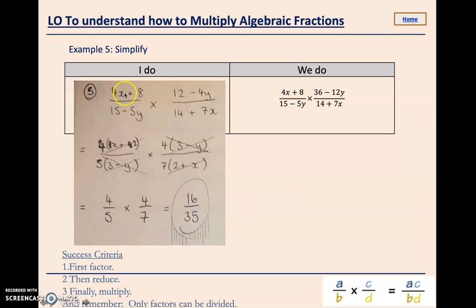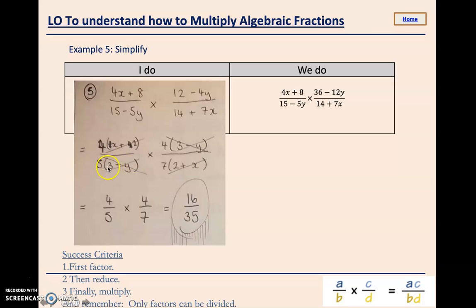So we factorize first. On the top I can see that I can take out 4. Here I can see that I can take out 5. Here I can take out 4 again. And here I can take out 7. So we factorize all these terms and then have a look. So x plus 2 on the top can cancel out with 2 plus x over here. So we've cancelled out one thing on the top and one thing on the bottom.